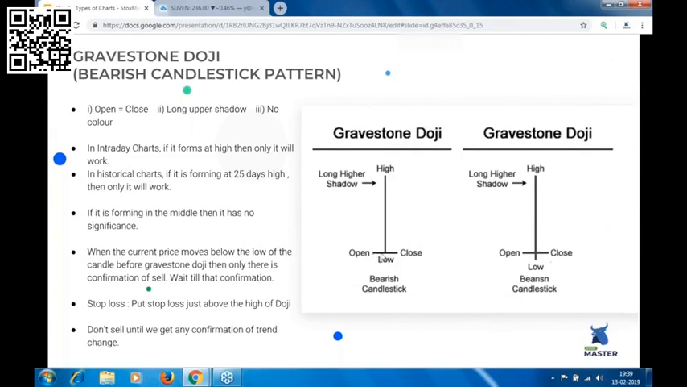So now we can assume that the bears are taking control over the market. As soon as the low of this candle is broken, and this can have a small wick also, or there can be no wick as well, that is the time we can enter in the stock, and we can put our stop loss right above the high of this gravestone doji. Since this is a bearish reversal candlestick pattern, it should be formed at the top of a chart. If this formation takes place anywhere in between the chart, then that candlestick has no meaning to us.